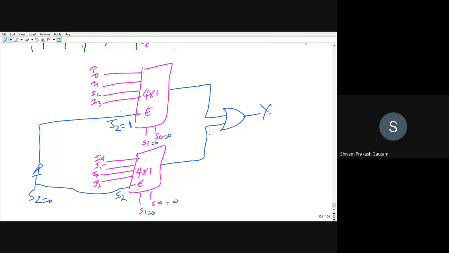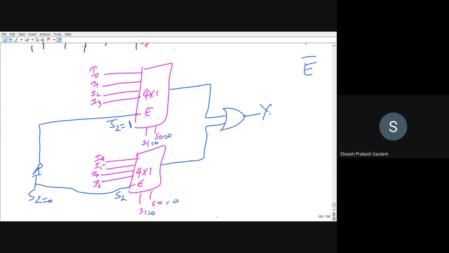Since this is active high enable, you can see here E. I have not written E bar. If I would have written E bar, then it is active low enable. If I have written E, that is active high enable. So this mux will be on when we are getting high input to this E. Right now we are getting high input to this E, so we will be getting the output.